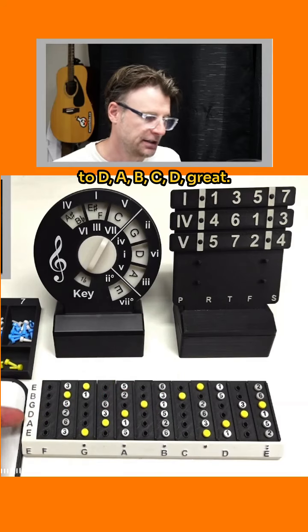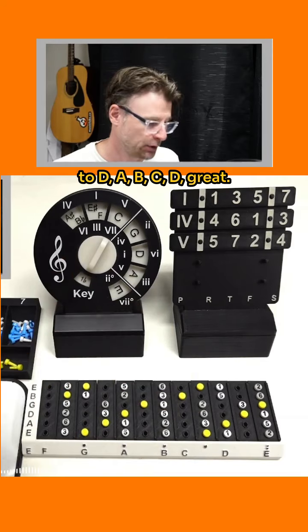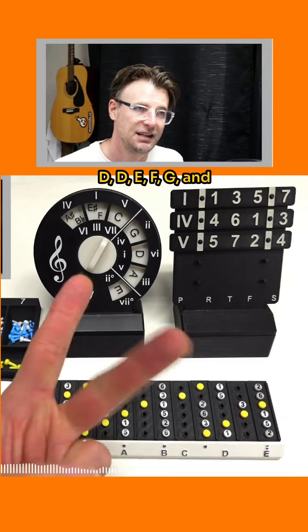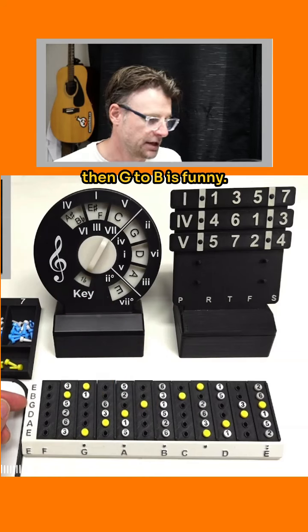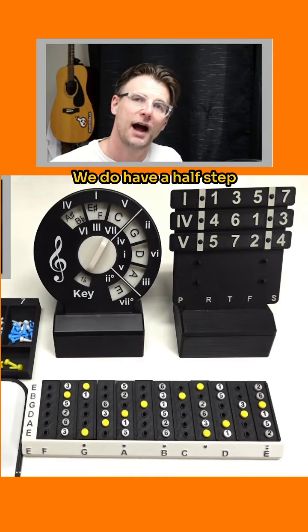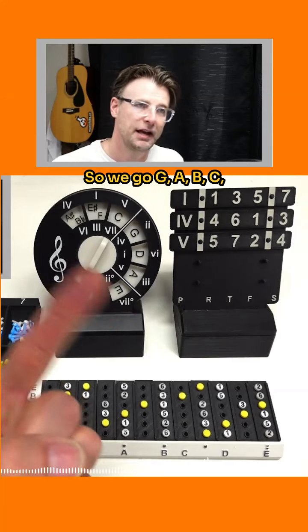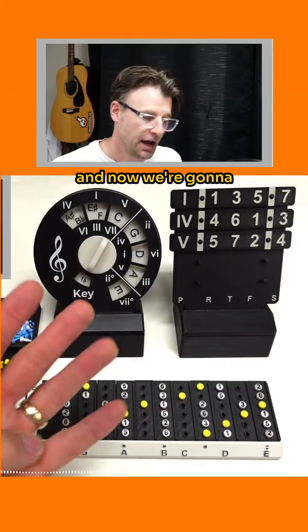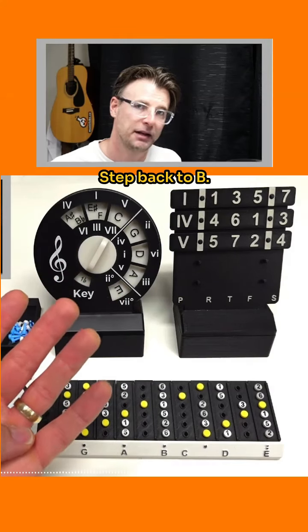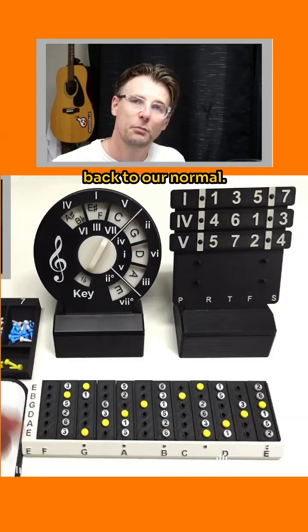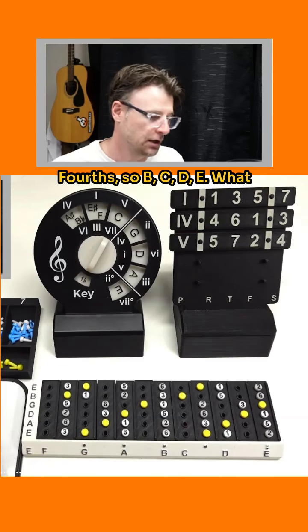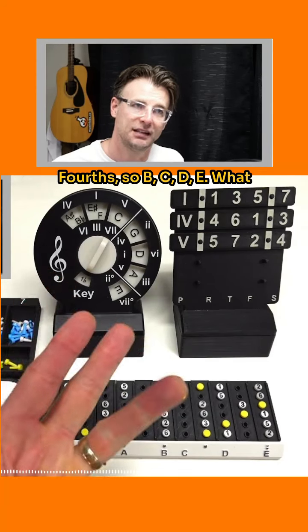Now A to D: A, B, C, D. Great. D: D, E, F, G. And then G to B is funny. We do have a half step shift here that you'll have to pay attention to. So we go G, A, B, C. And now we're going to walk that a half step back to B. Okay? And then we're back to our normal fourths. So B, C, D, E.